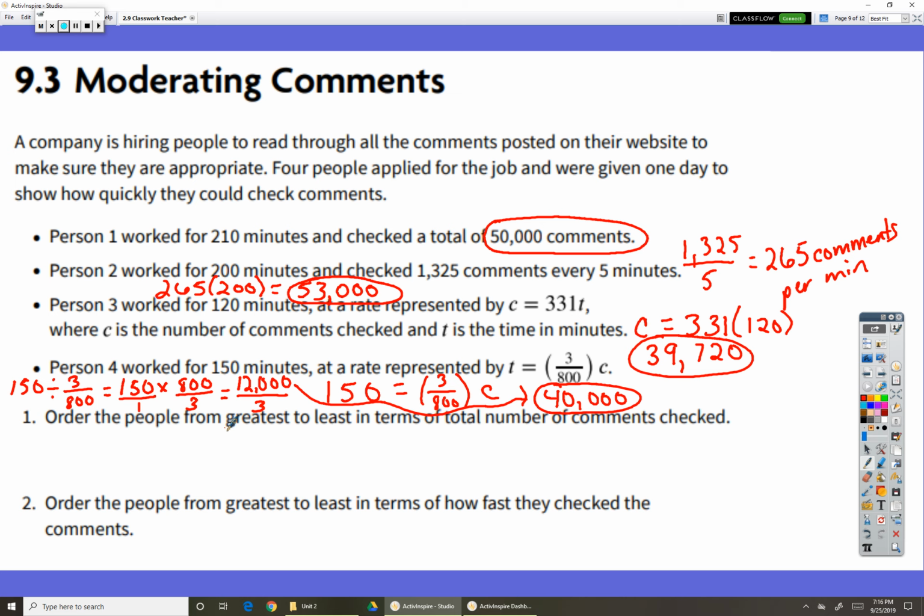All right, now I'm going from greatest to least. So the biggest amount was person 2. So person 2 with 53,000 comments would be first. Next biggest would be person 1 with 50,000 comments.